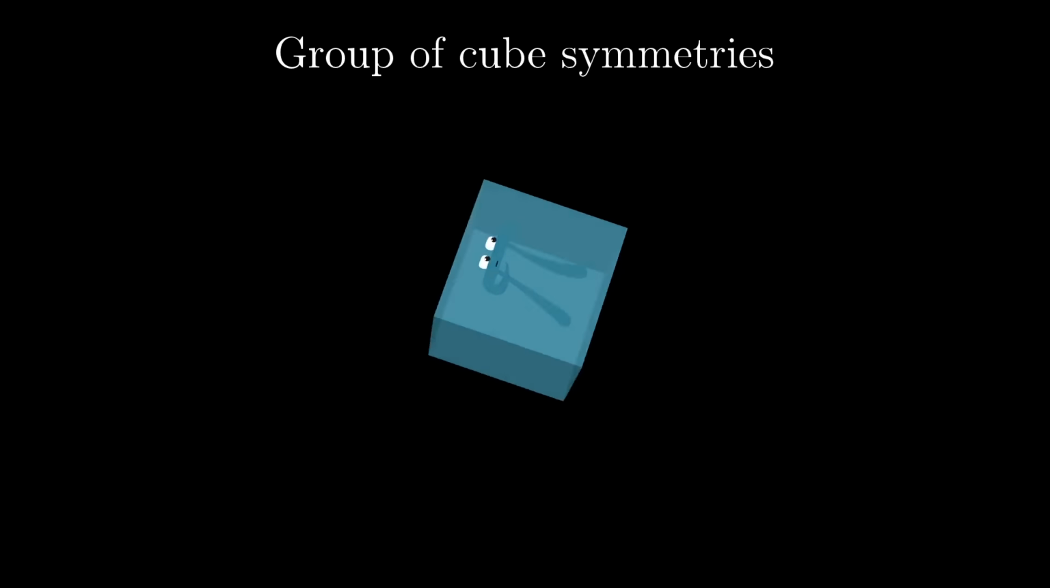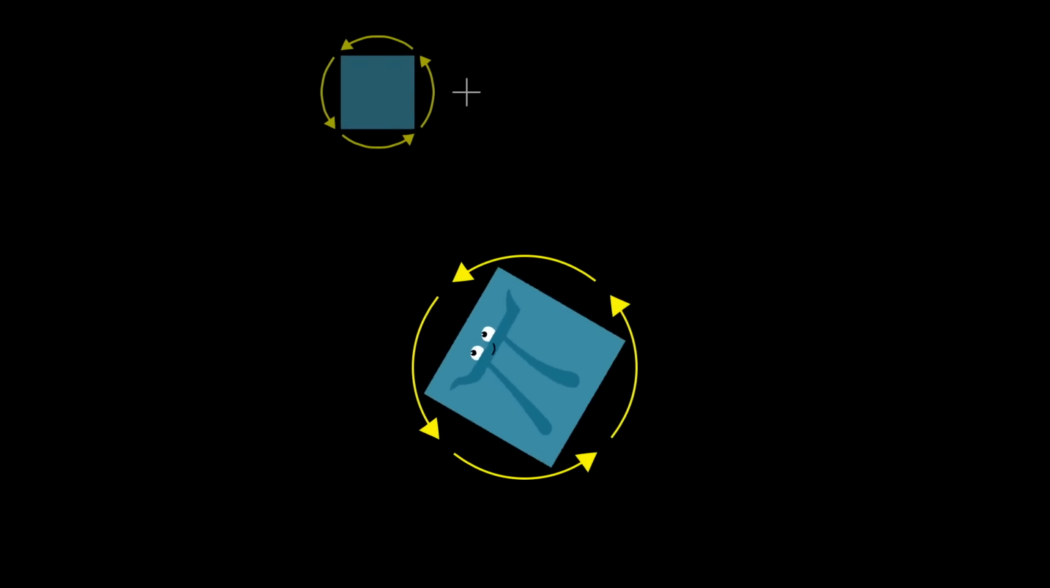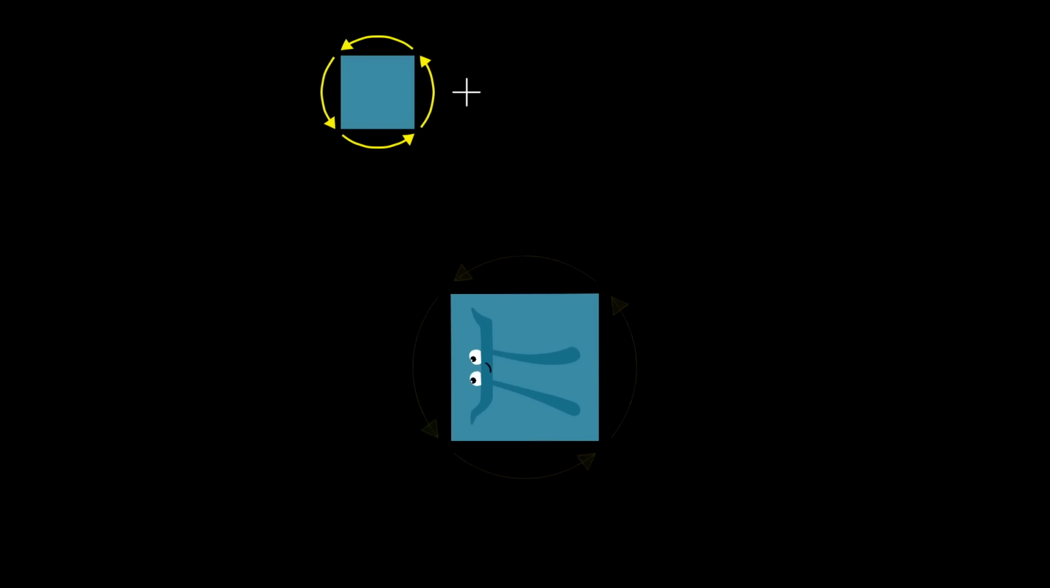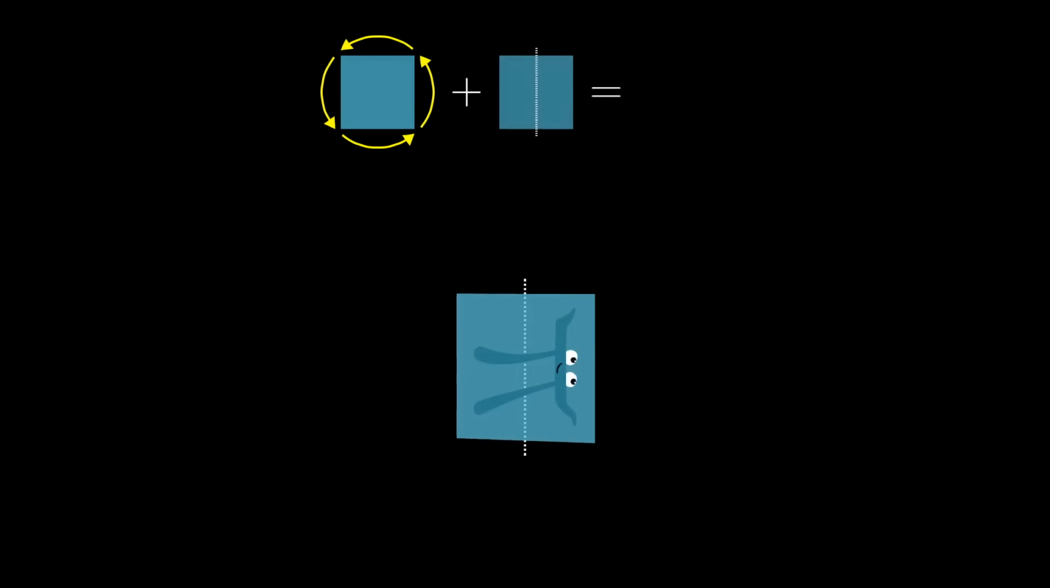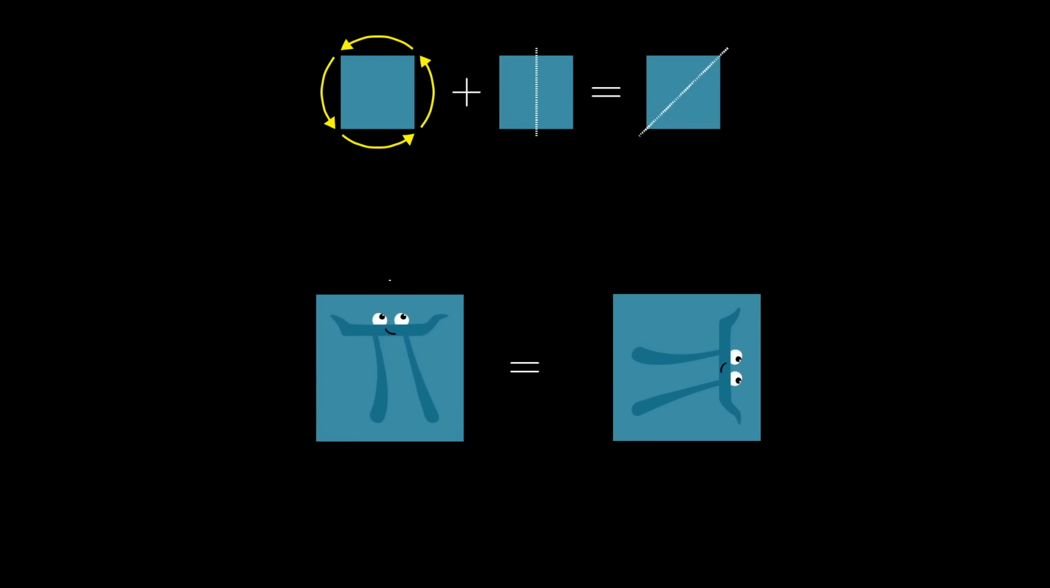The real heart and soul of the study is knowing how these symmetries play with each other. On the square, if I rotate 90 degrees and then flip around the vertical axis, the overall effect is the same as if I had just flipped over this diagonal line. So in some sense, that rotation plus the vertical flip equals that diagonal flip.